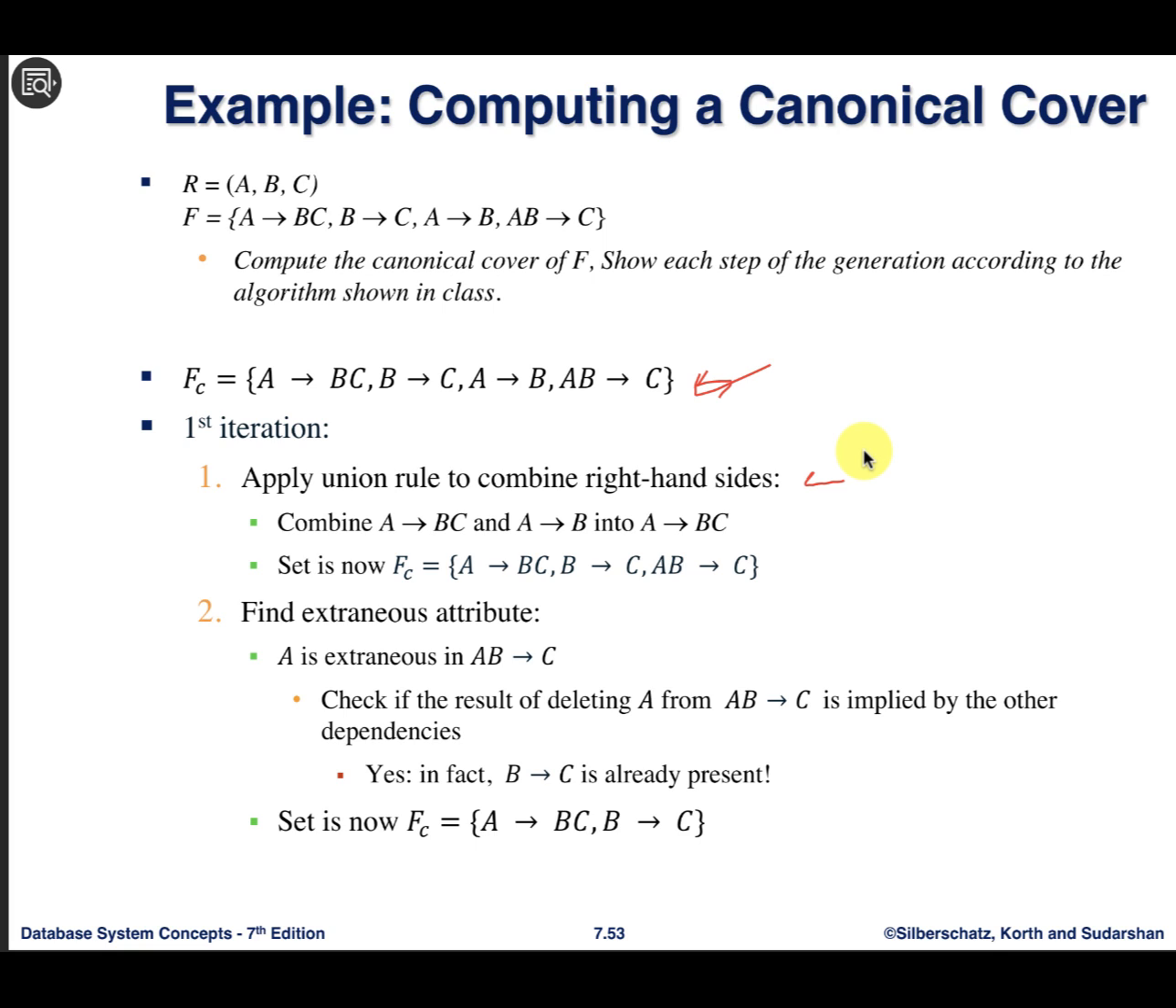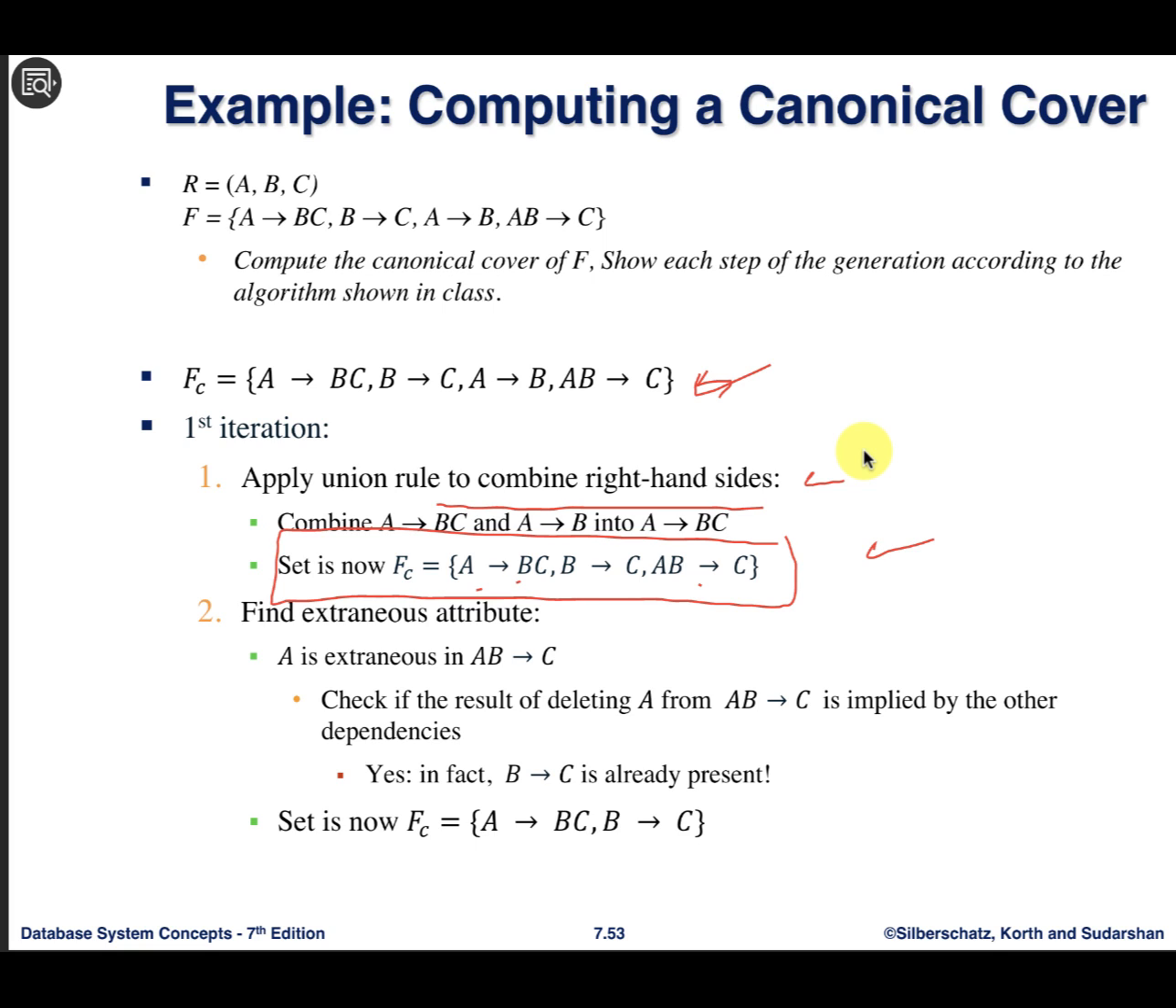Sorry, this was the iteration. It was what we did here, the first iteration here. So this is my first one. I combine them, and we're fine. So the first one, you see A determines BC, B determines C, and AB determines C.